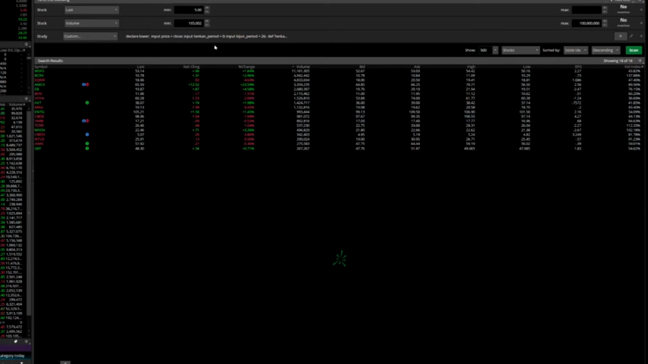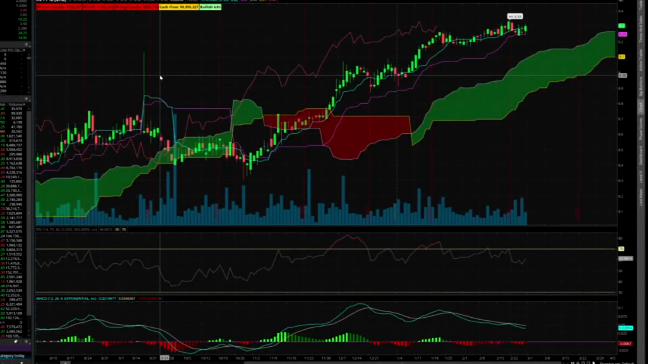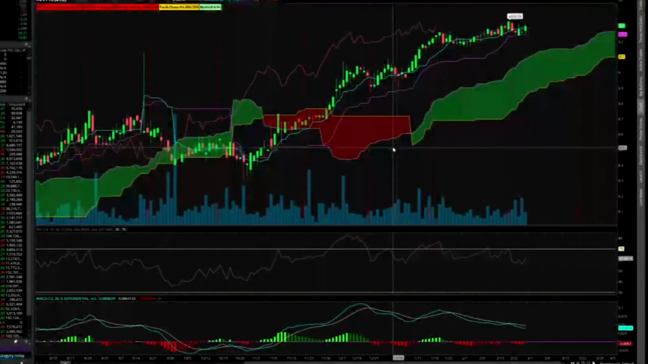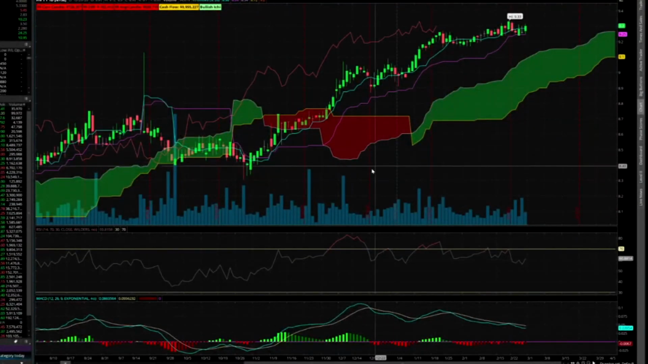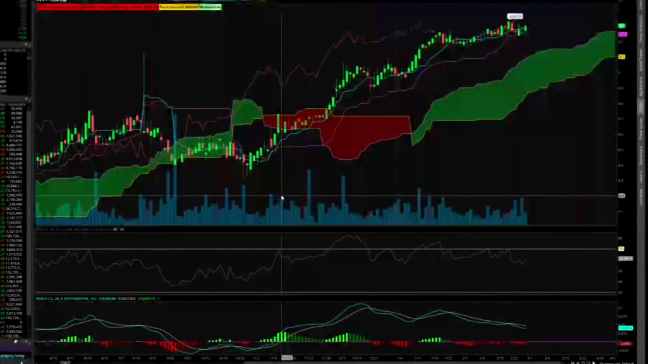This is an Ichimoku Cloud, Ichimoku TK crossover scanner I use, so it helps me find TK crossovers on the stock market. So I just hit scan, put in my parameters, and then let it go. Okay, thanks. So we're good? Anybody have any questions?